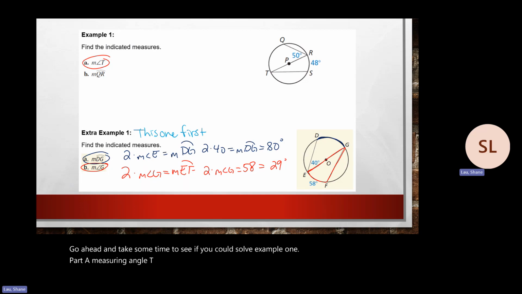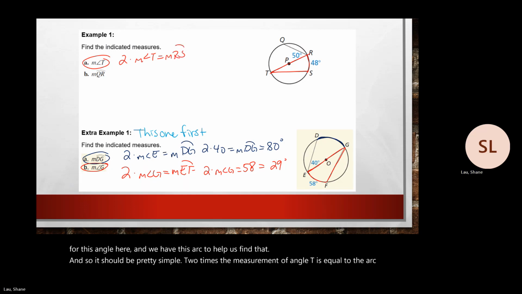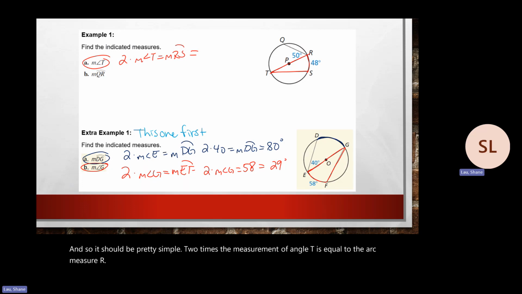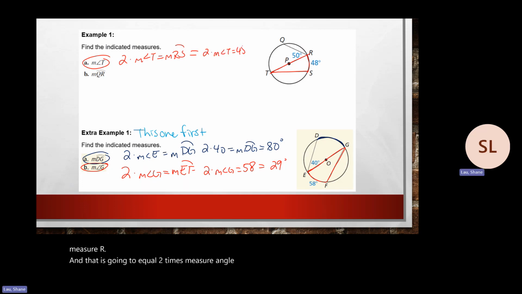Measurement of angle T should have been the easier one. We're looking for this angle here, and we have this arc to help us find that. And so it should be pretty simple. 2 times the measurement of angle T is equal to the arc measure RS, and that is going to equal 48 degrees. Divide by 2 on both sides. We get a final answer of 24 degrees. That should have been easy.